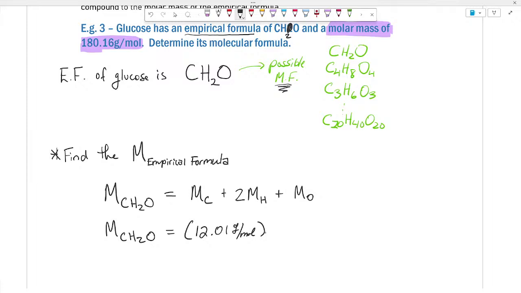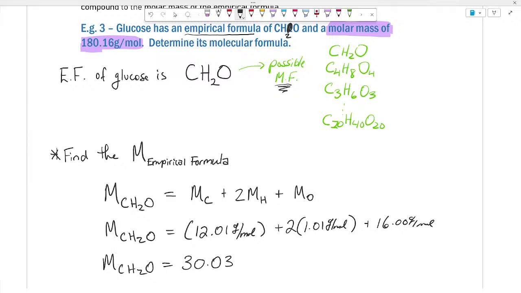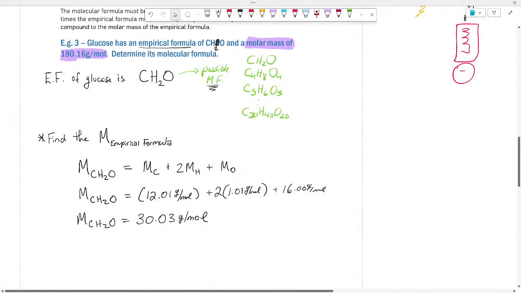So, carbon weighs 12.01. Hydrogen is 1.01, right? And oxygen is 16.00. And what do we get when we do that? How much? Great. And you might already look at that and see that CH2O isn't the real compound. The real compound is one of these bigger ones, right? Because 180.16 isn't 30.03.